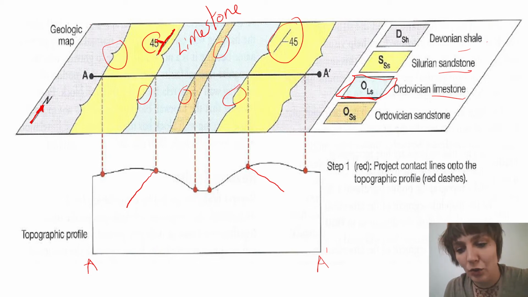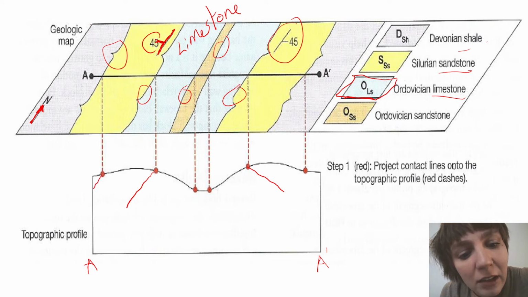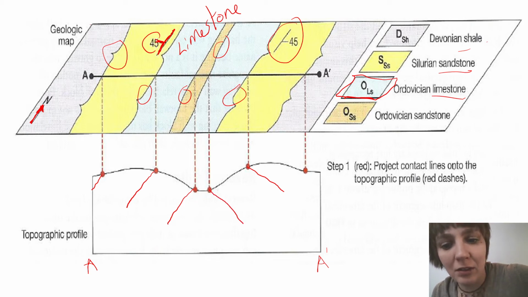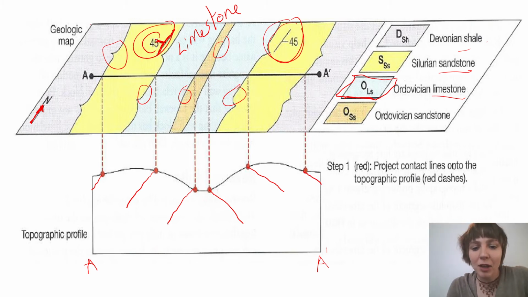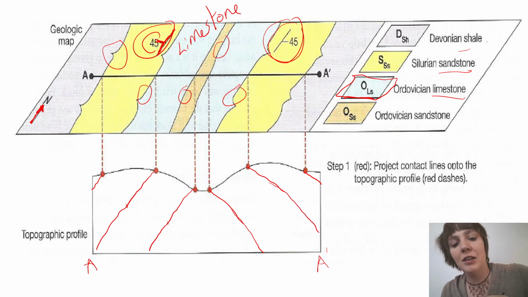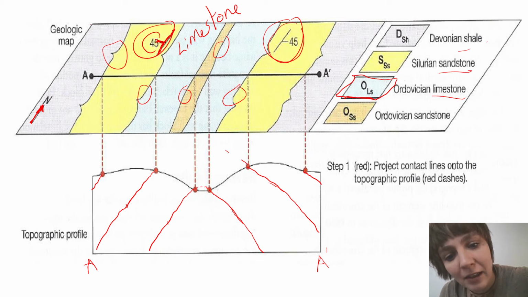So I'm going to go ahead and draw in some of these other layers just in a way that makes sense. So the fact that I had these two contacts dipping outward told me that probably all the other contacts are also going to be dipping outward unless I have evidence to the contrary. So what feature are we seeing here? Hopefully you can tell that this is an anticline.